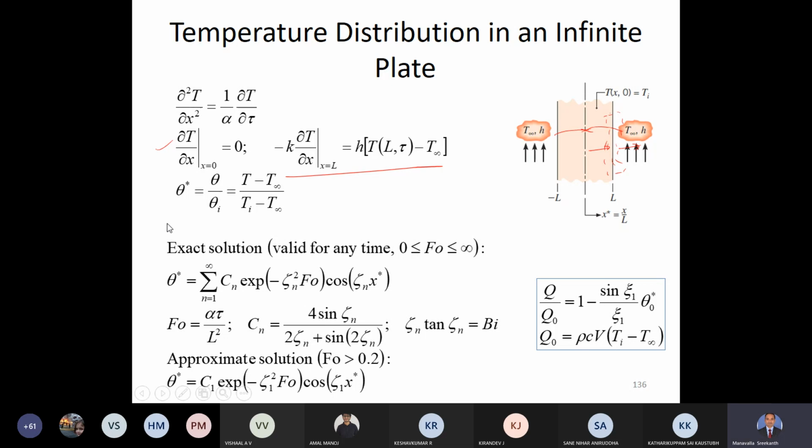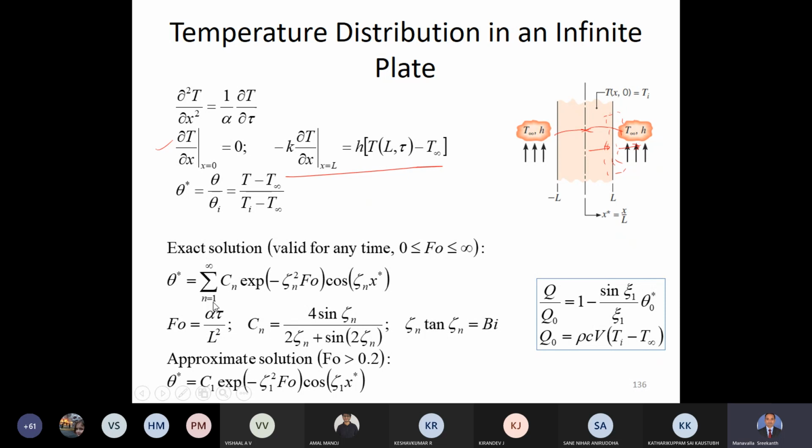So as per our syllabus, we don't need to know how the solution is obtained, but we'll see how the solution looks. Theta star, the non-dimensional temperature distribution, is given as a sigma, n equal to 1 to infinity. That means this is basically an infinite summation series, with Cn, some constant with n.